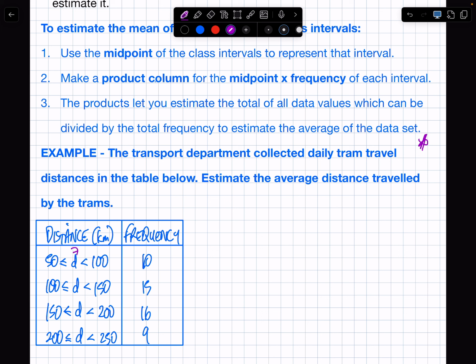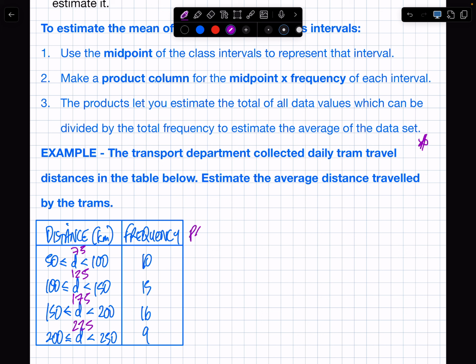So we're going to go 75 according to our student there. What is exactly halfway between 100 and 150? 125. Exactly halfway between 150 and 200? 175. See how we're getting the midpoints. And then 200 and 250. 225. Step 2, product column.